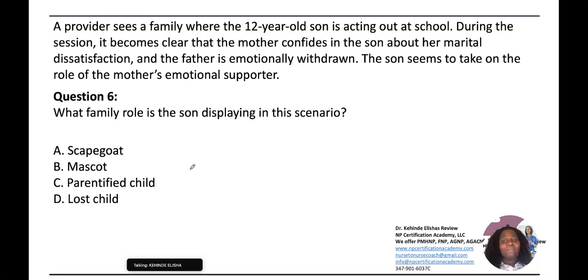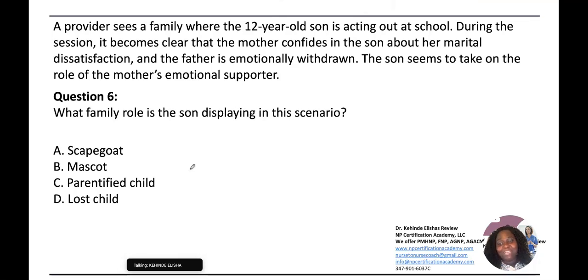A provider sees a family where the 12-year-old son is acting out at school. During this session, it becomes clear that the mother confides in the son about her marital dissatisfaction, and the father is emotionally withdrawn. The son seems to take on the role of the mother's emotional supporter. The family role the son is playing in this scenario is what? A. Scapegoat. B. Mascot. C. Parentified child. D. Lost child. Lord have mercy. Those options are ridiculous.